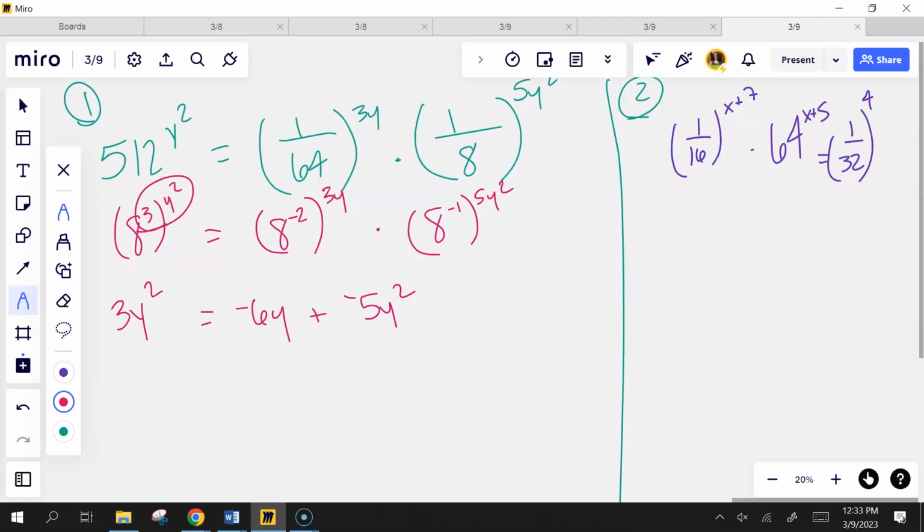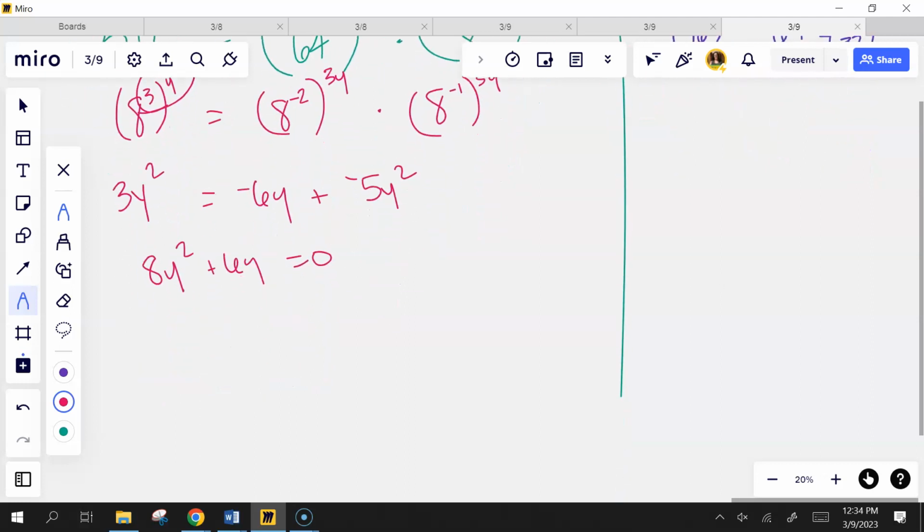So make sure you can get to this point. 8y squared plus 6y equals 0. I can take out a 2y. Because remember, the goal is solving for y.